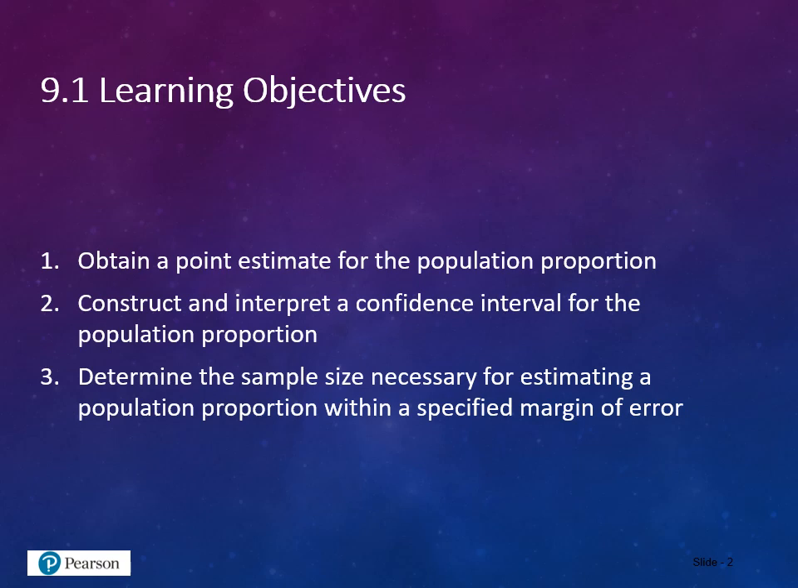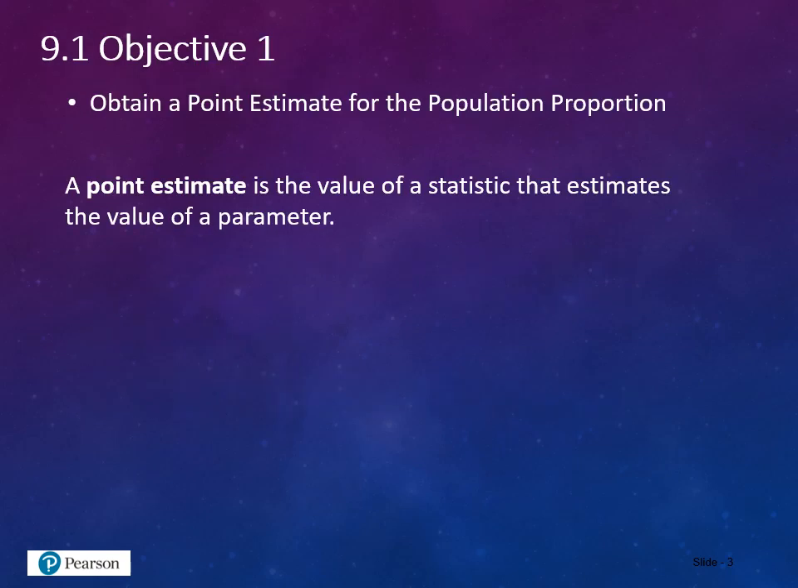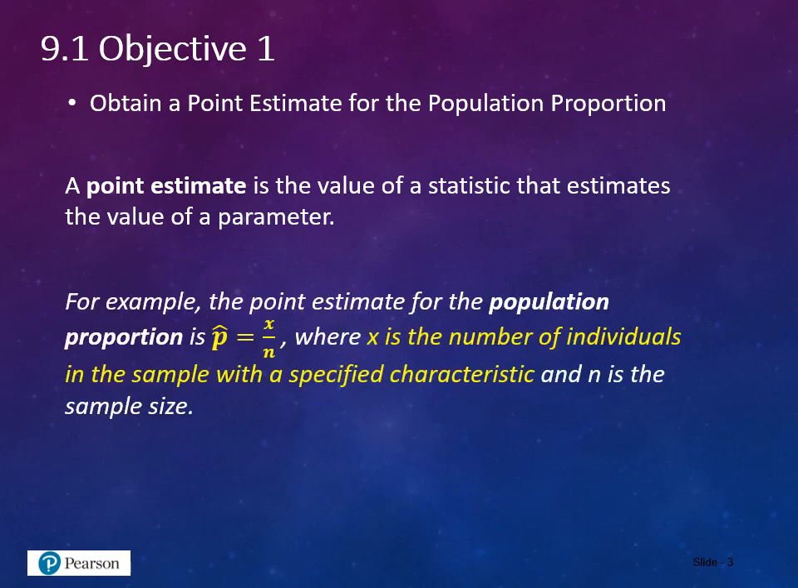We'll be looking at these individually, so I'm not going to go through these, but you can pause and read them if you like. So the first objective is to obtain a point estimate for the population proportion. A point estimate is the value of a statistic that estimates the value of a parameter. For example, the point estimate for the population proportion is p hat, which equals x over n, where x is the number of individuals in the sample with a specific characteristic, and n is the sample size.